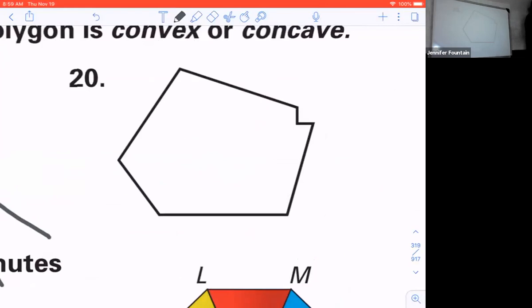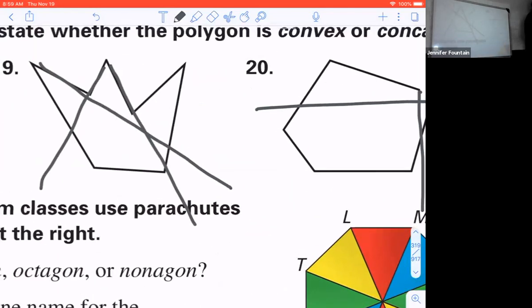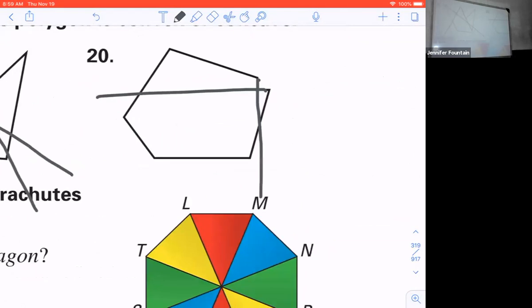It's concave too, because notice that little bitty divot over here. If I were to extend this side out, this one, and then this one would end up going through. Wait, what was 19? 19 was concave, because notice if I extend this side, it's going to continue through the figure. And same with 20, that little bitty divot right here. So this side would extend through and this side would extend through.